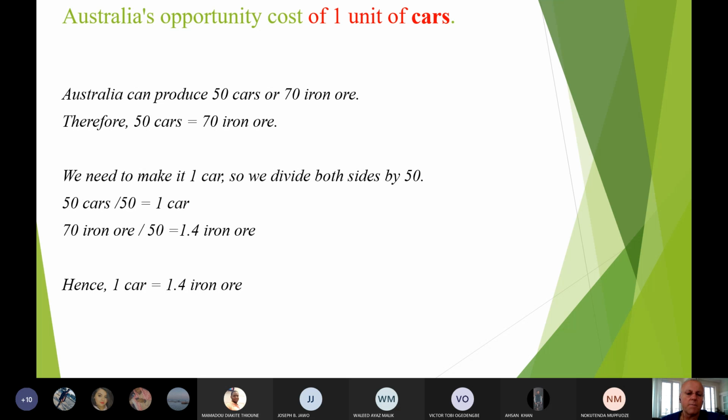And then we need to make it 1 car. So we divide both sides by 50, and 50 to 50 makes 1 car, let's say in 1 hour. And 70 iron ores divided by 50 makes 1.40. As you are observing, it is more than that. Therefore, this is the unit cost advantage estimated here. Then 1 car becomes 1.4 iron ore.